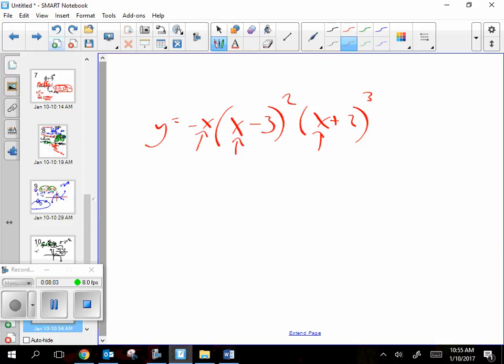Some kids get confused by this. What if there was like a 7 out front? Then would it mean that it has a 0? No, because you can't make a 7 0, but it could make a 7x, then it would be a root of 0. All right, so back to my original problem. It was like that. So x equals 0 was a root, x equals 3 was a root, and x equals -2 is a root. And what is the multiplicity of this guy?